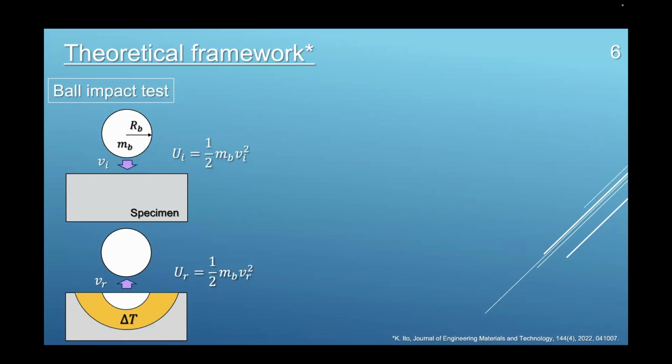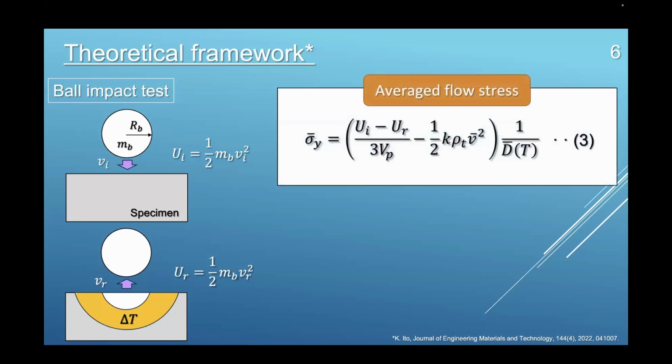In ball impact test, the plastic deformation energy is calculated as the difference between the impact energy and the rebound energy. So the average flow stress can be calculated as this equation. We consider additional factors such as inertial effect and thermal softening.